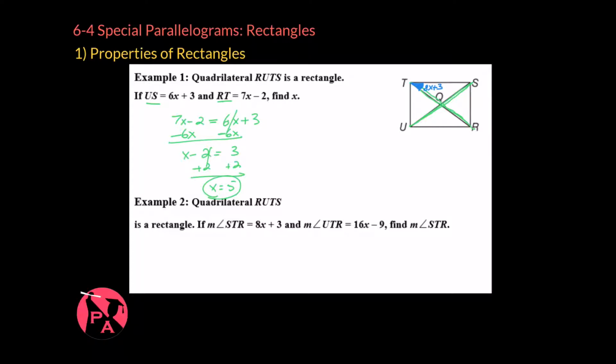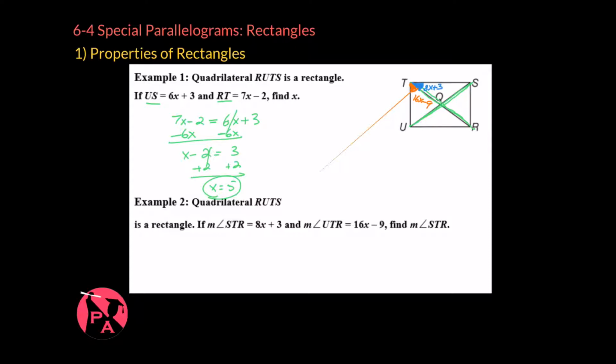The next thing that I know is angle UTR's measure is 16x minus 9. So let's locate that angle as well. UTR. So we are surrounding this angle right here. So let's use a different color for that. And the measure of the orange angle is given, 16x minus 9.